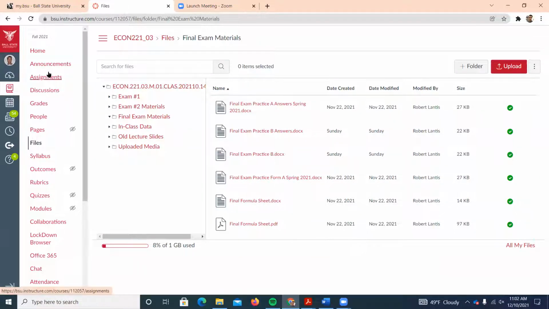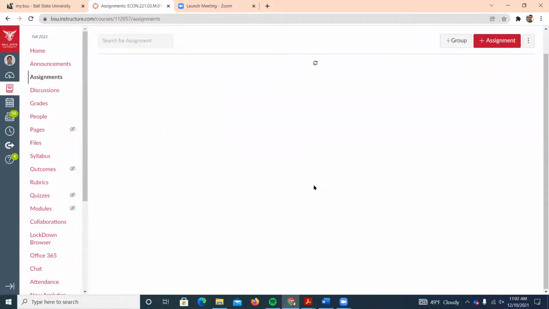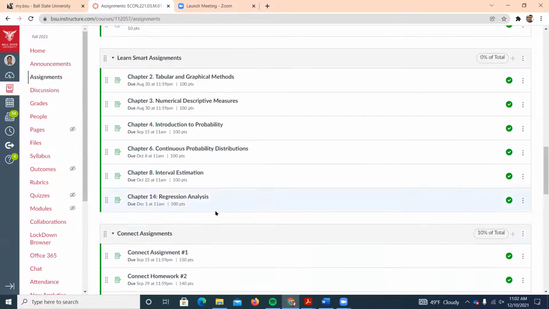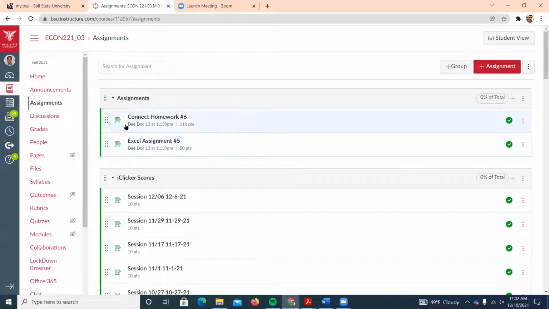Also, where is it? Assignments. So just like with the iClickers, I created this Learn Smart with your lowest Learn Smart drop, so you can see what your final Learn Smart grade would be there. Once again, I'll do a similar thing for the Connect and the Excel once these last 2 assignments are due, or the due date has passed, after Monday. I've also graded the 4th Excel, so you can see if you submitted that, what your grade was there. And that should do it in terms of where we're at with things.